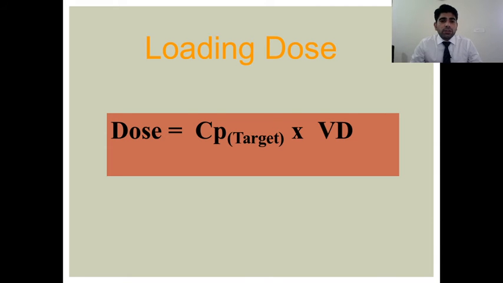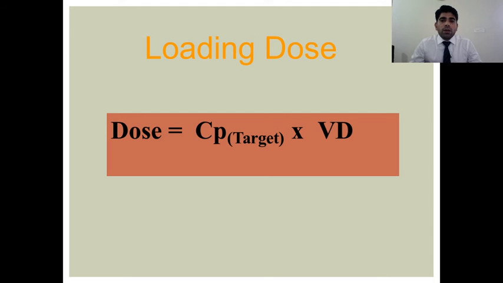Loading dose is equal to the targeted Cp, multiplied by the volume of distribution. Cp stands for plasma drug concentration. Targeted means the steady state concentration that is desired, to be maintained within the therapeutic index to get safer therapy and better response from the drug, into the volume of distribution of the body or the drug.